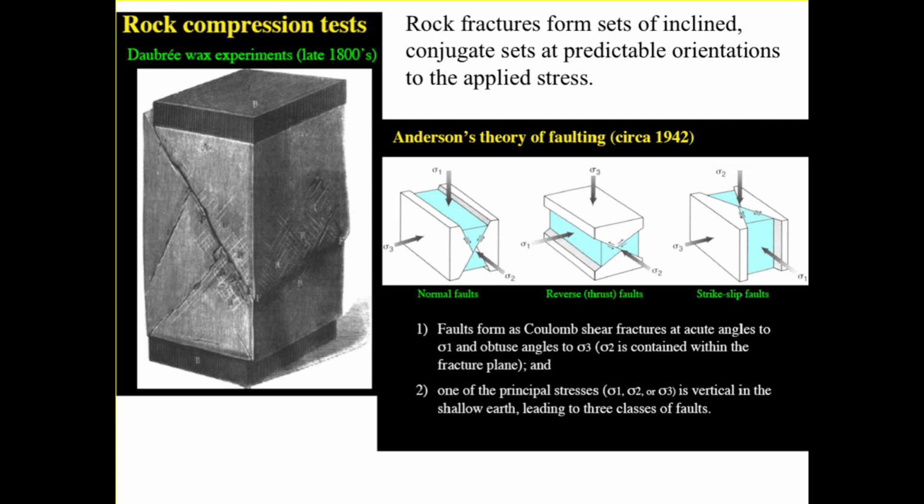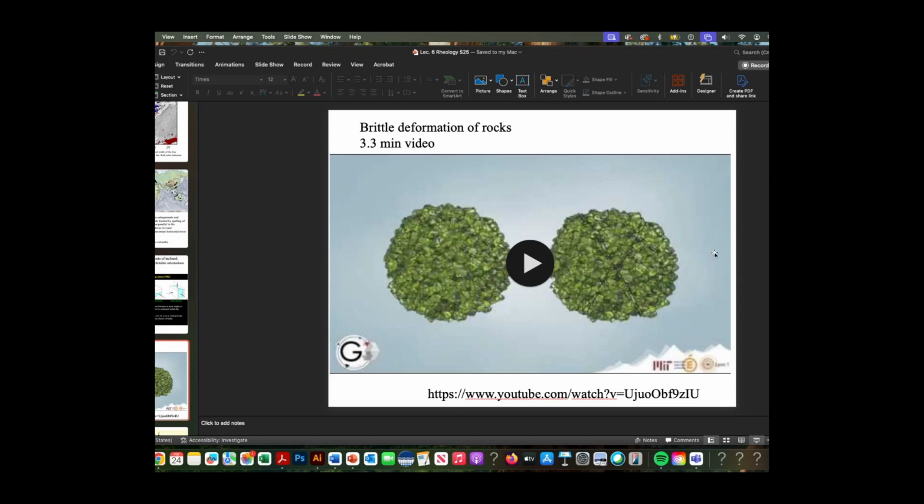Here we have sigma 1 horizontal. That's going to be compressional. These are like little thrust faults. And this is sigma 1 horizontal, but in the same plane with sigma 3. That gives us a strike slip system. Okay. Let's watch another video. We love videos.